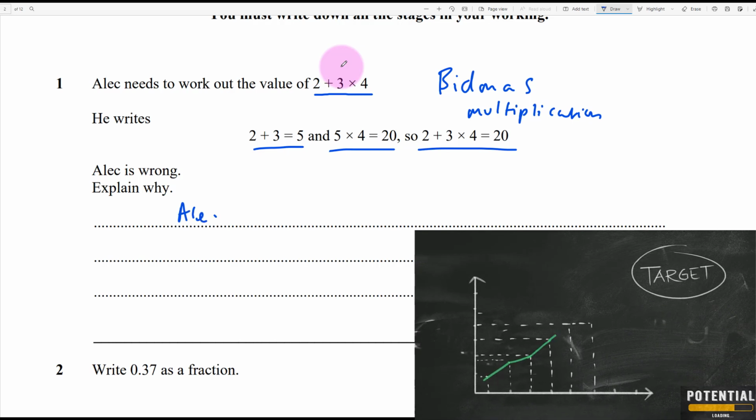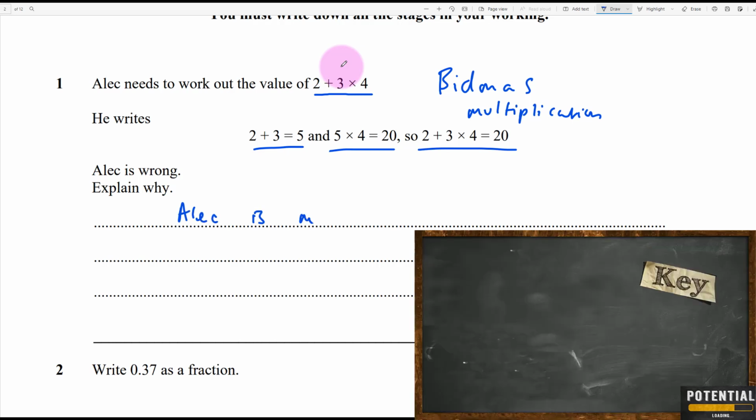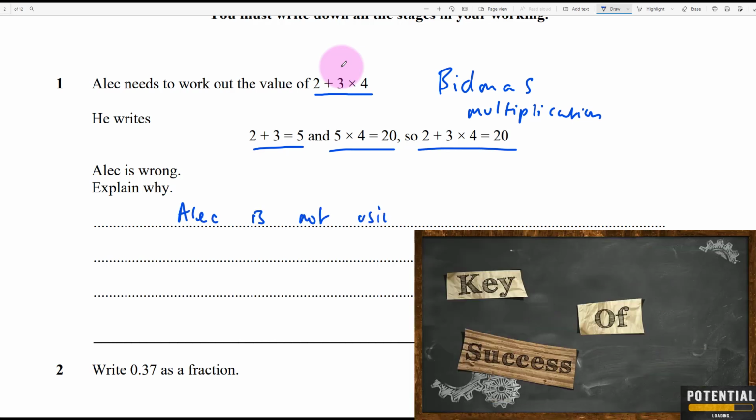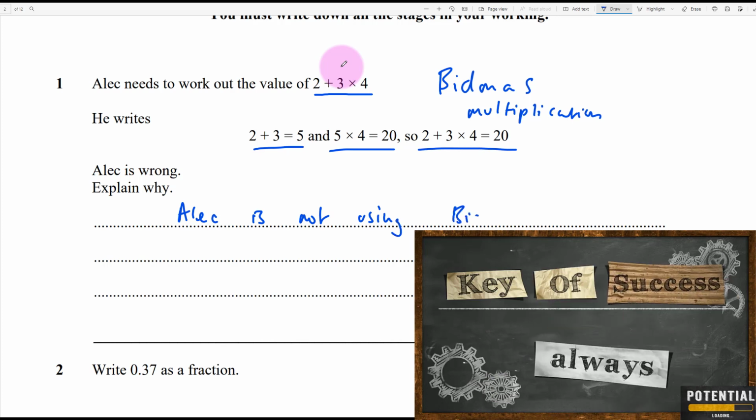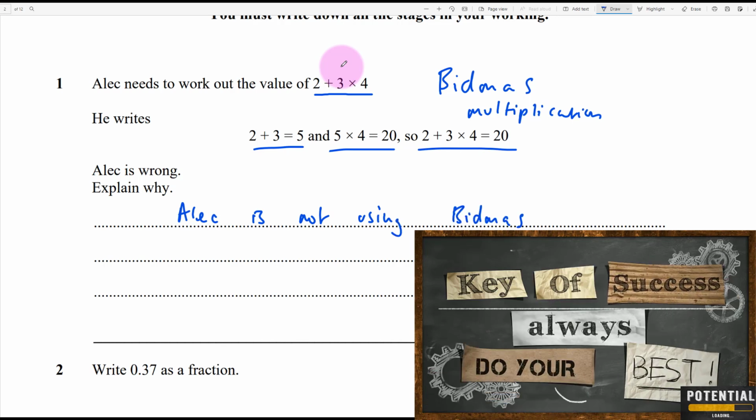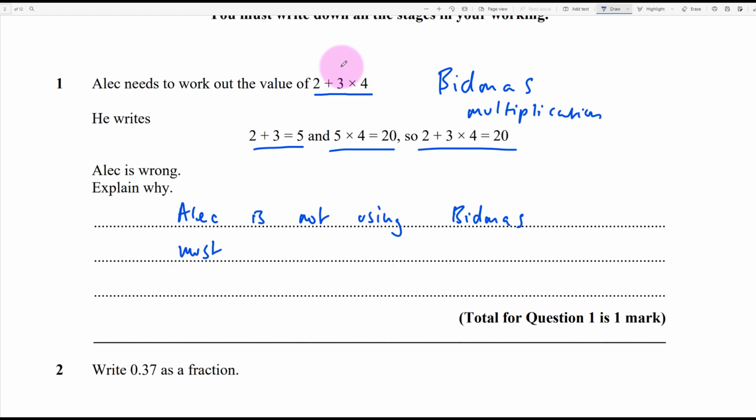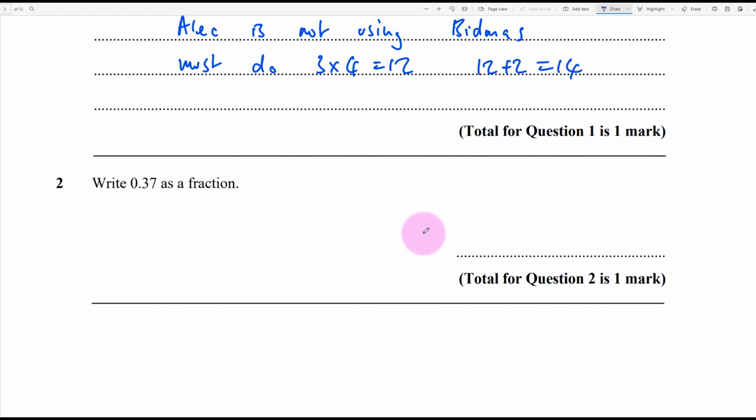Alec is not using BIDMAS. Must do 3 times 4 equals 12, then 12 add 2 equals 14. That will be enough.